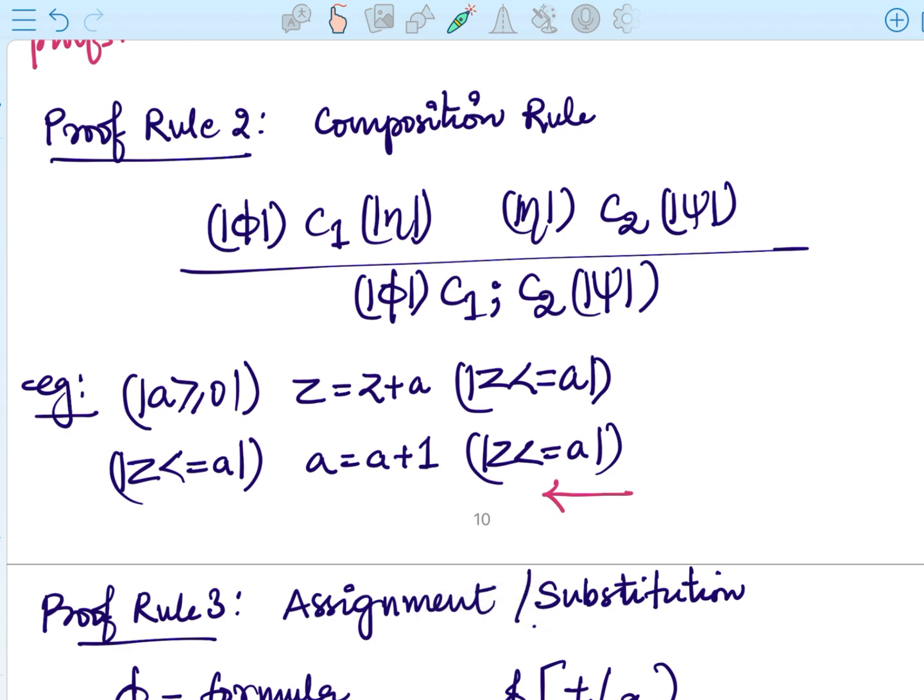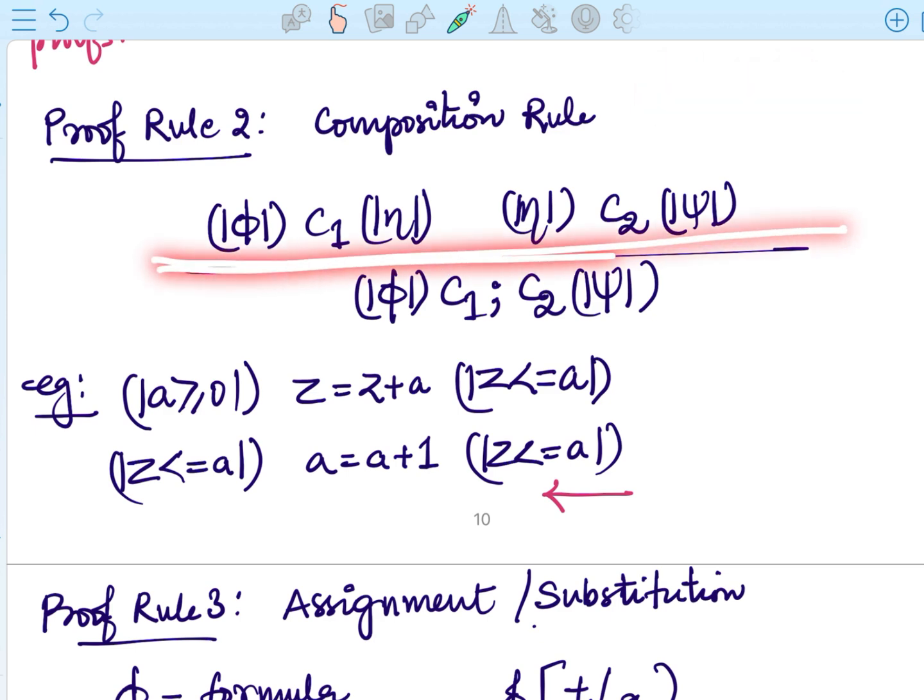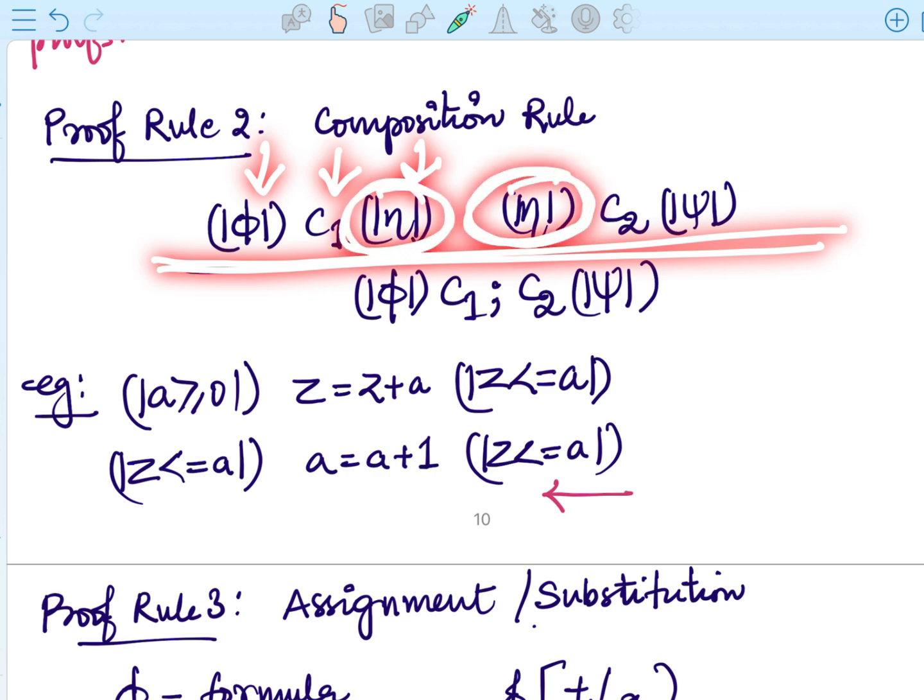Second rule is composition rule. Composition means two commands together join and make a composition rule. If you see the maths or the grammar of this, what is this? The precondition, first command, the post condition. This is the post condition, and both the post conditions are same. In the second C2, we have psi, and we write this is the conclusion that this is a composition. But how do we know this is a composition? Because of these two same precondition, post condition, or we also call it a mid condition whatsoever.